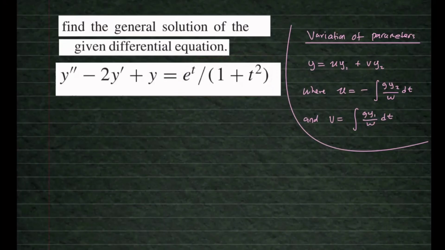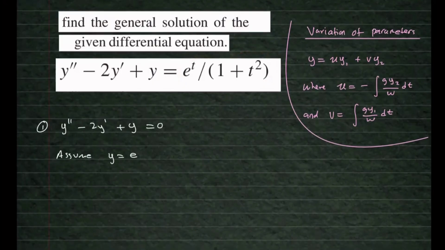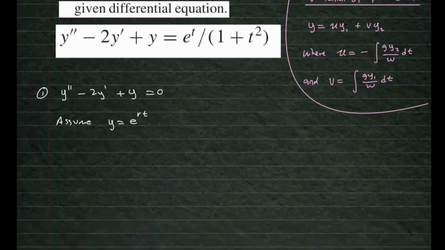Let's go ahead and first compute the solution to the corresponding homogeneous equation. So our homogeneous equation is y double prime minus 2y prime plus y equal to 0. You simply set the right-hand side to 0. Now we're going to assume the solution to this differential equation is y equals e to the rt. Once you assume that, you take its first derivative, second derivative, plug everything back into this corresponding homogeneous equation, you're going to get the characteristic polynomial, which will look like r squared minus 2r plus 1 equals 0.